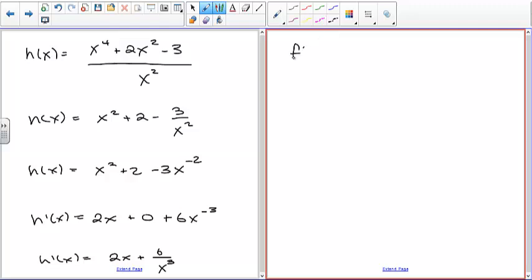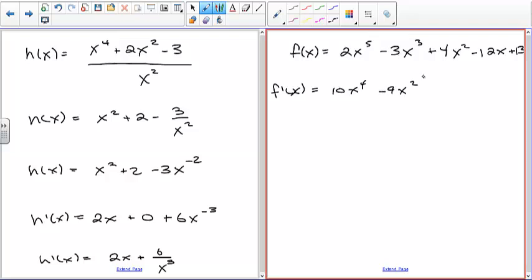Okay, the next one is just to do a multiple part polynomial, just to show you that just because you have a lot of terms doesn't really make it that hard, because you're taking the derivative of each part separately and then just adding the results together. So f prime of x: we take 5 times 2, which is 10, reduce the exponent by 1; 3 times 3, which is 9, reduce the exponent by 1; 4 times 2, which is 8, reduce the exponent by 1.